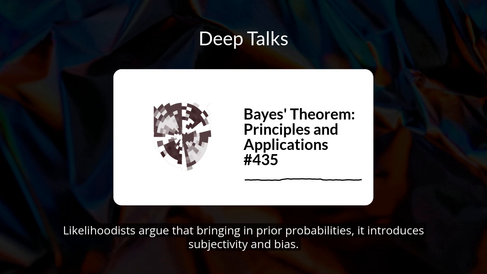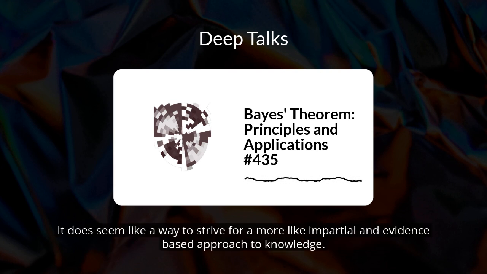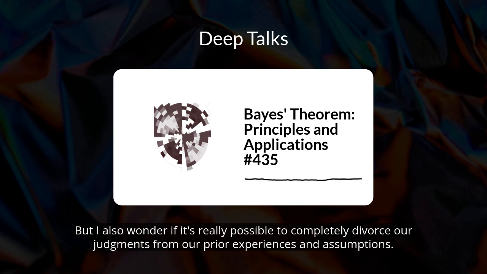Exactly. Likelihoodists argue that bringing in prior probabilities introduces subjectivity and bias. And they believe that the evidence should speak for itself and that the likelihood ratio captures that in this purely objective way. Yeah, I can see the appeal of that. It does seem like a way to strive for a more impartial and evidence-based approach to knowledge. But I also wonder if it's really possible to completely divorce our judgments from our prior experiences and assumptions.